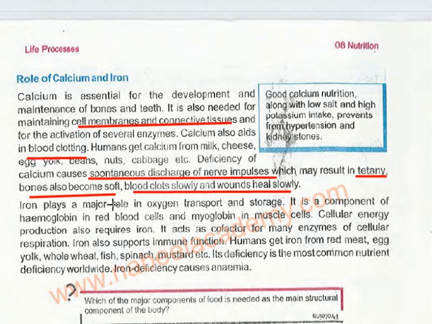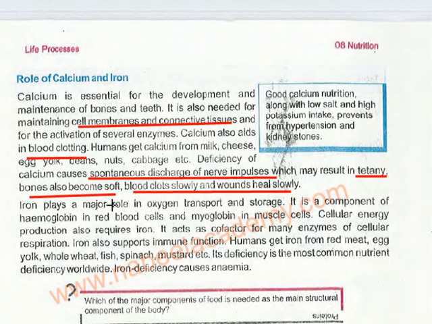Now comes iron. Iron plays a major role in oxygen transport and storage, as we already know, in the form of hemoglobin. Iron plays an important role as it can store oxygen and transport oxygen also. Why? Because in the form of blood cells, the oxygen is stored and transported. It is a component of hemoglobin in red blood cells and myoglobin in muscle cells. Cellular energy production also requires iron. It acts as a cofactor for many enzymes of cellular respiration.